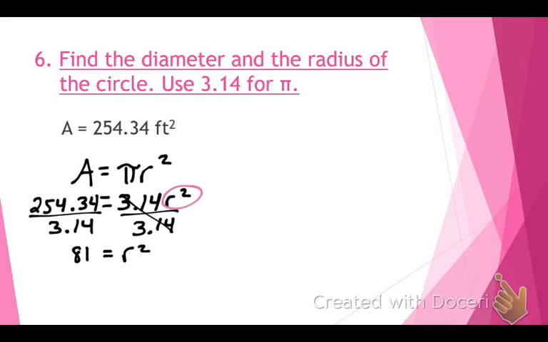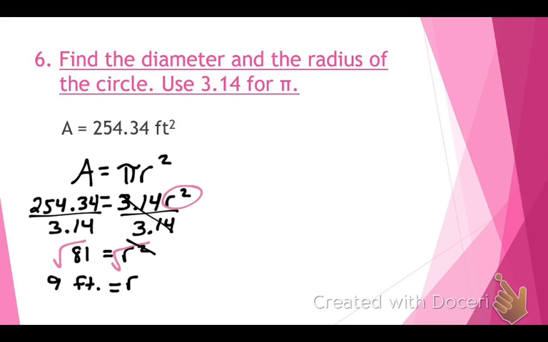Okay, so is that my answer? No, what do I have to do? Square root. Yeah, that thing. Okay, we got to get rid of this square right here. The opposite of a square, as Sherelle just told us, is a square root. So what I do to one side, I've got to do to the other. The square root and the square cancel out, and I'm left with what? 9 what? Okay, 9 feet.